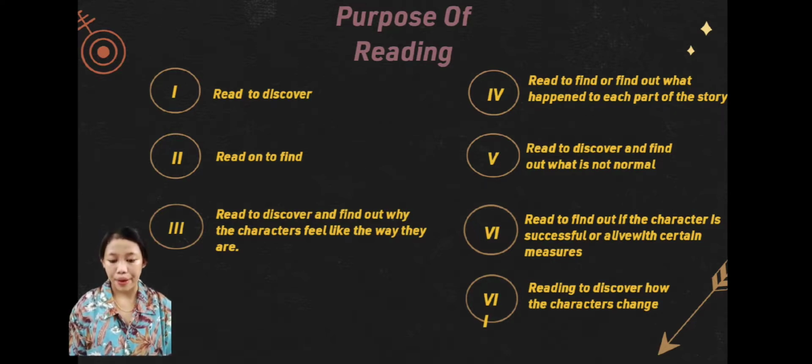Reading to class B, ready to read out if the character is cursed, good, or alive with certain measures, what to do as made by the characters working in this story. This is called writing a scene, writing a fault, writing to elaborate.